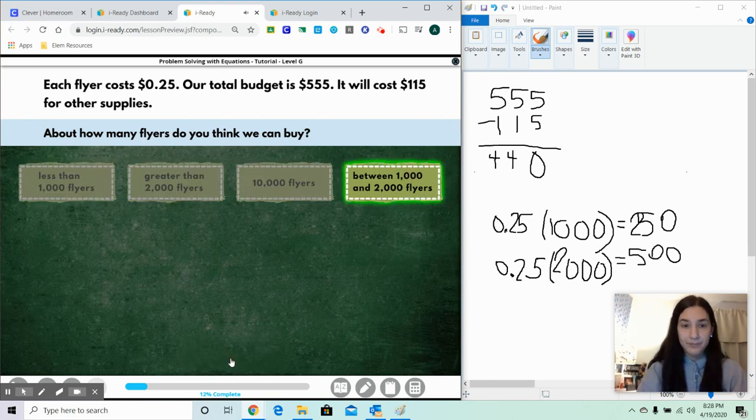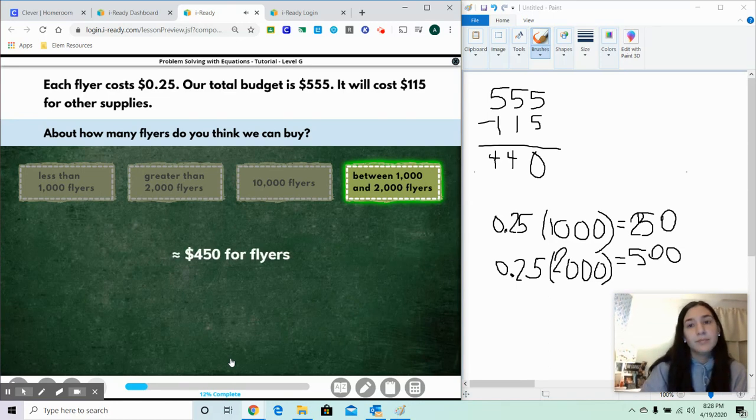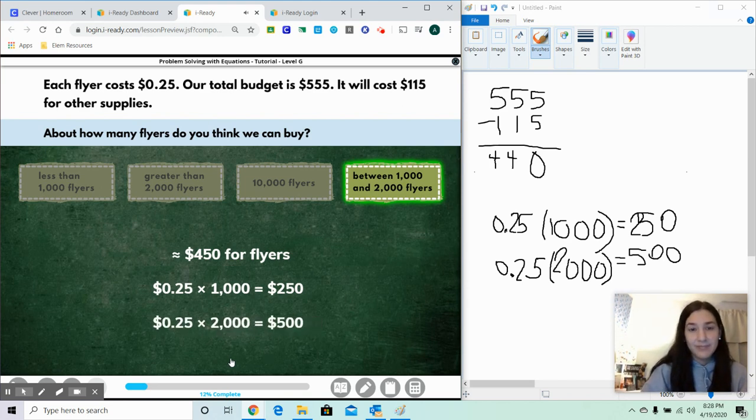Yeah. And go on. After we buy the other supplies, we should have about $450 left for flyers. We have $440. 1,000 flyers will cost us exactly $250. That's the math we did. 2,000 flyers will cost us $500. The other math we did. We will be able to buy between 1,000 and 2,000 flyers.